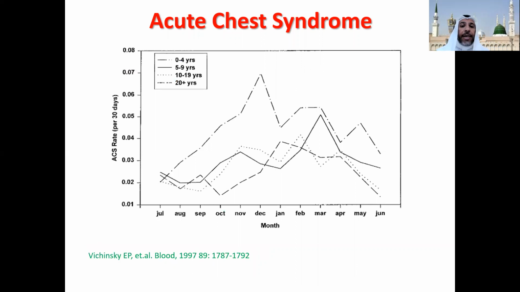This is the pattern: acute chest syndrome is more common in children, and it carries the same pattern as pneumonia, where it is more common during late autumn, winter, and spring.